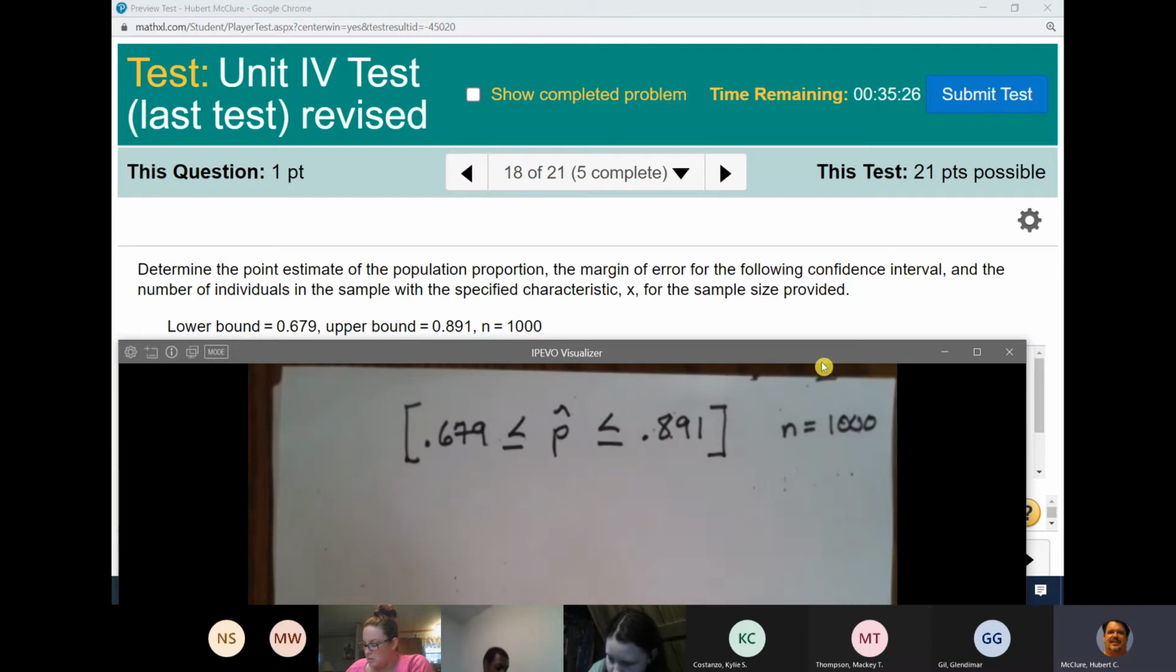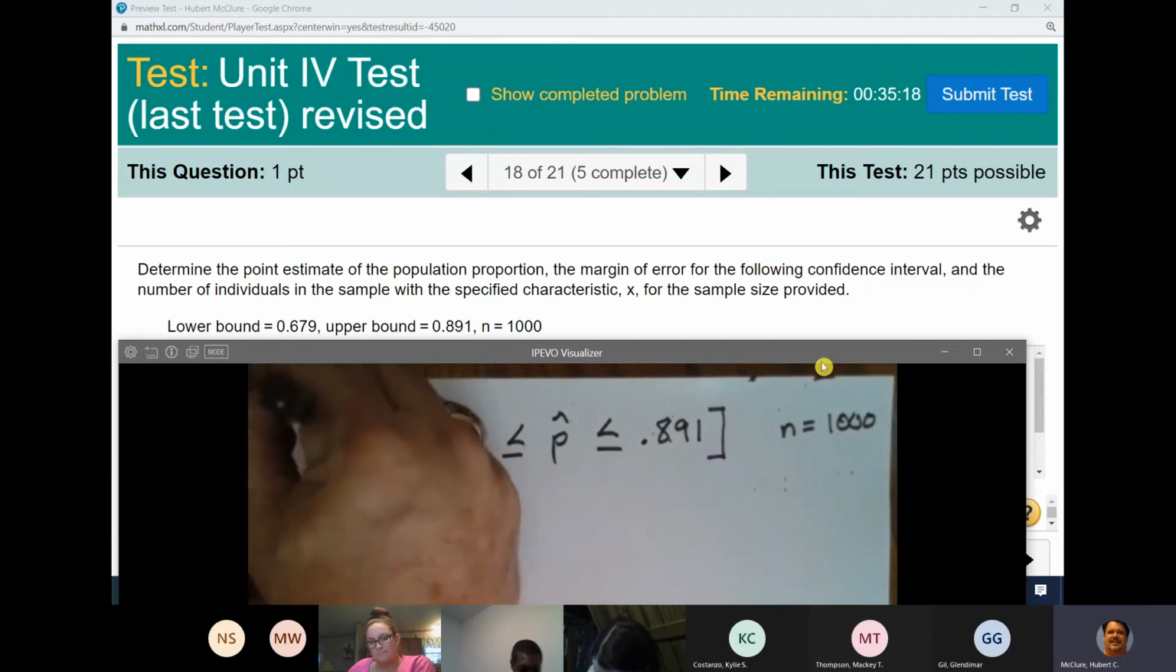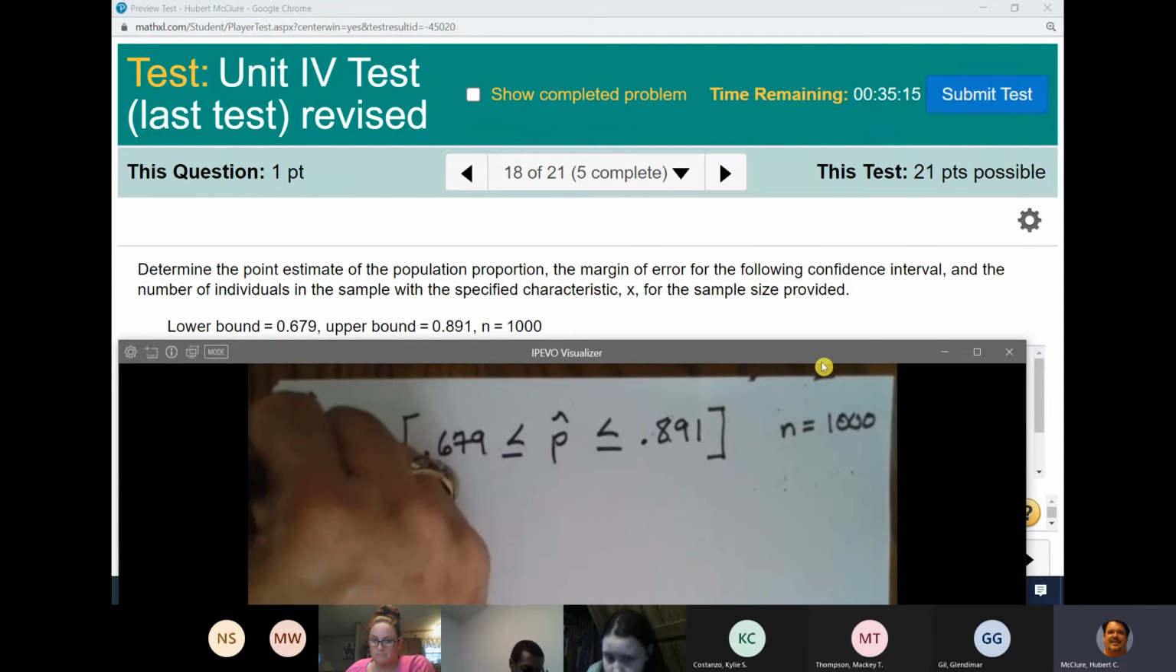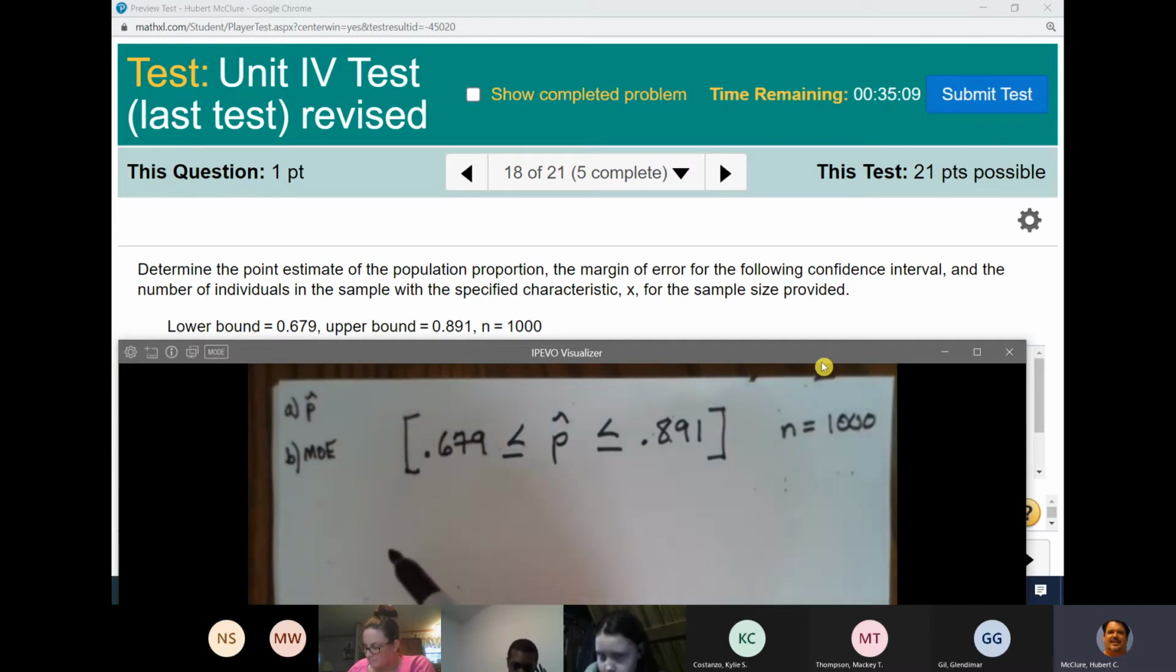Now, let me tell you what they want here. They want two things. They want to know A, P hat, and B, the margin of error. Now, the good thing about this is you don't have to do those formulas. This is nothing but 100% basic math. So I'm going to let everybody finish writing the question down. A, they're looking for P hat. B is the margin of error.